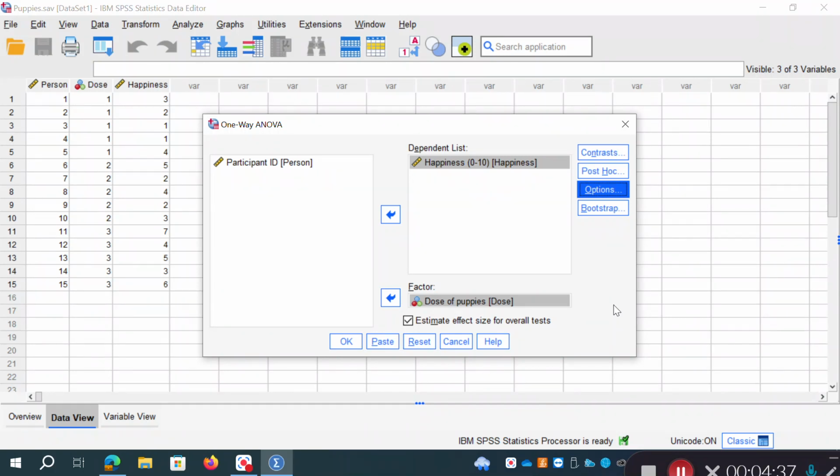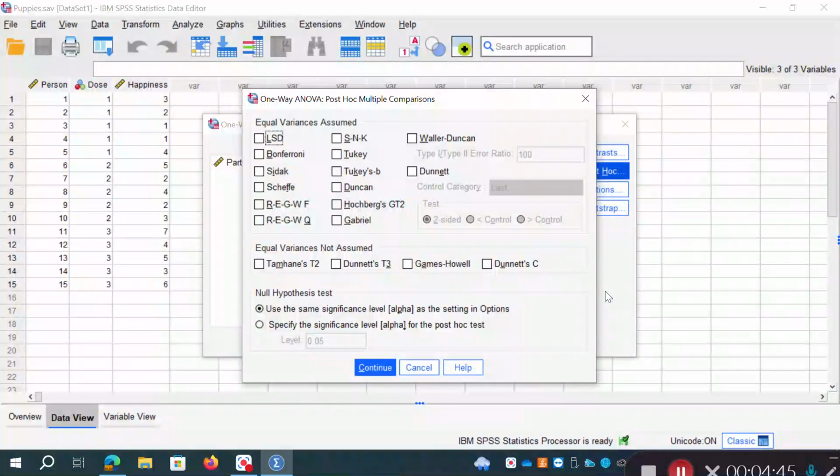So group 1 with group 2, group 1 with group 3, group 3 with group 2. So we're going to need some sort of post-hoc test that's going to correct the significance level, our alpha criterion, so we're not making some sort of type 1 error by doing multiple comparisons. We've got a number of options here.